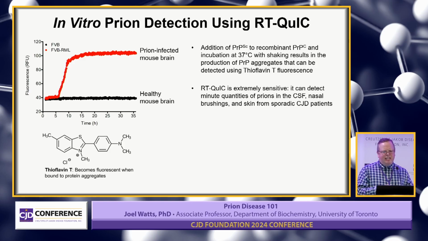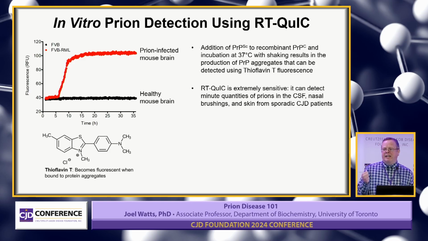And you shake these samples, and eventually, in red here, if you've used a sample from a prion-infected mouse, the signal starts to go up, and you have a positive test, whereas if you use a sample from a healthy mouse brain, then the signal stays flat. The important thing to note about RT-QuIC is that the animal bioassays I told you about took anywhere from 3 to 5 months. This can give you a result in like 5 to 10 hours. So it has really improved the efficiency of prion disease research.